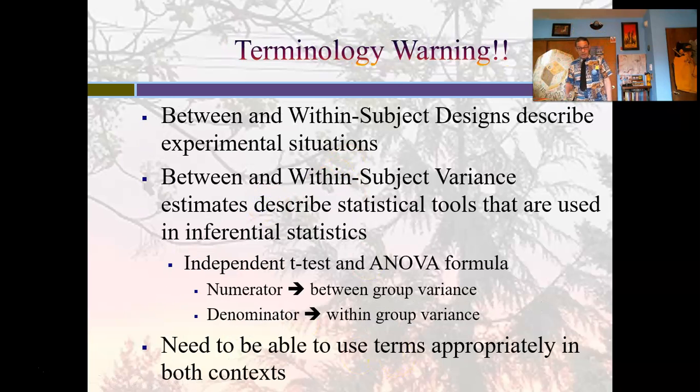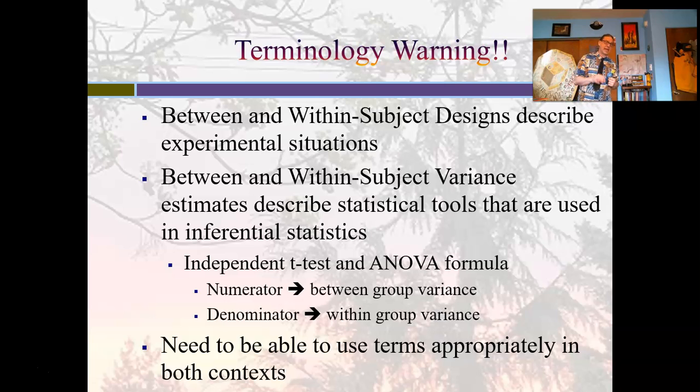So, huge terminology warning. I'm sorry. I'd love for you to watch this part of the video over and over again across the term, and we should remind ourselves of this. Between and within designs describe experimental situations where there are either different people or the same people in the design. Between and within subject variance estimates describe statistical tools that are used in inferential statistics.